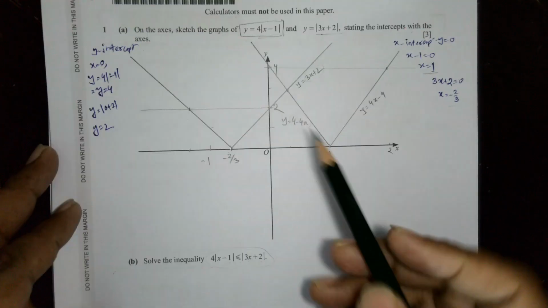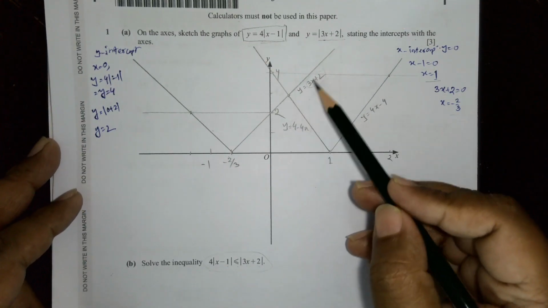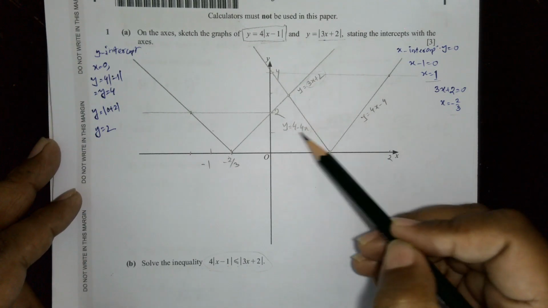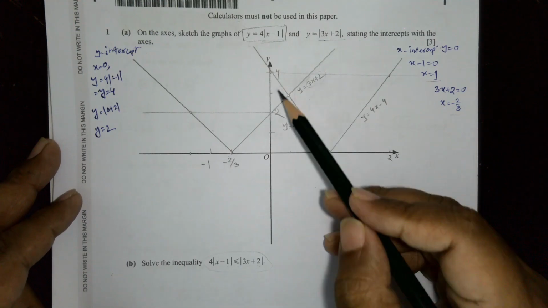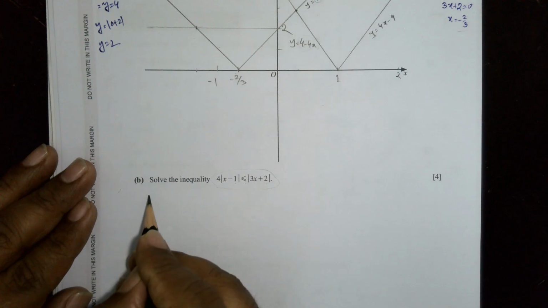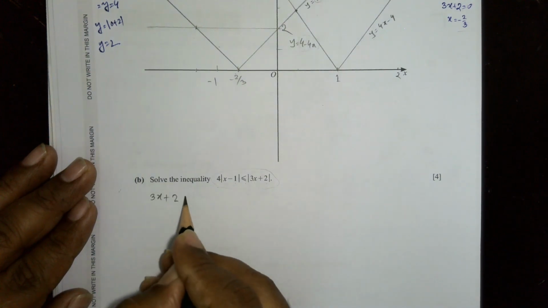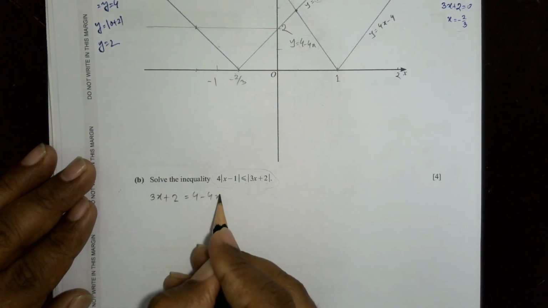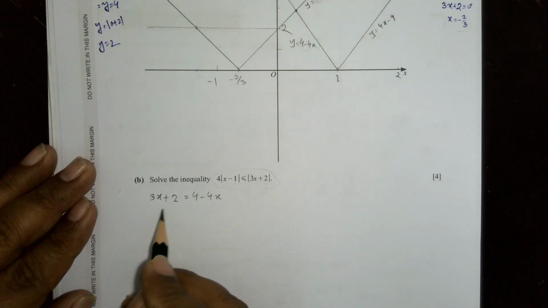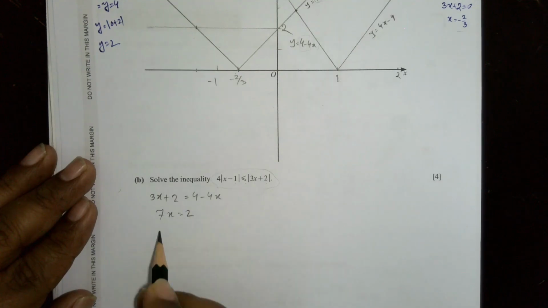So what did I tell? This line is 3x plus 2 and this line is 4 minus 4x, and here they will intersect. So I can write 3x plus 2 is equal to 4 minus 4x. So what will I have? 7x is equal to 2. Hence x is equal to 2 over 7.